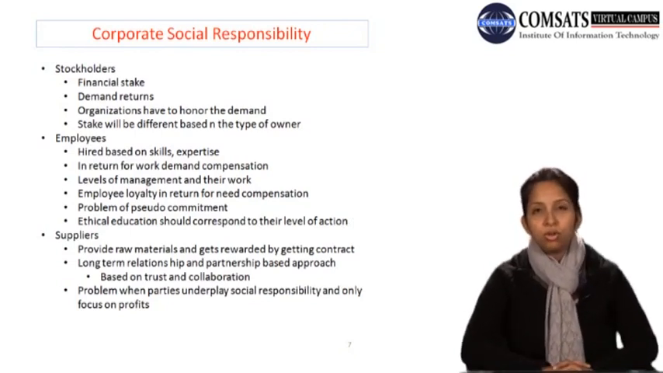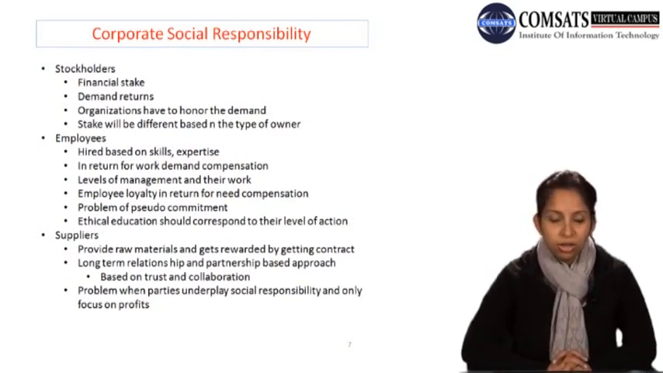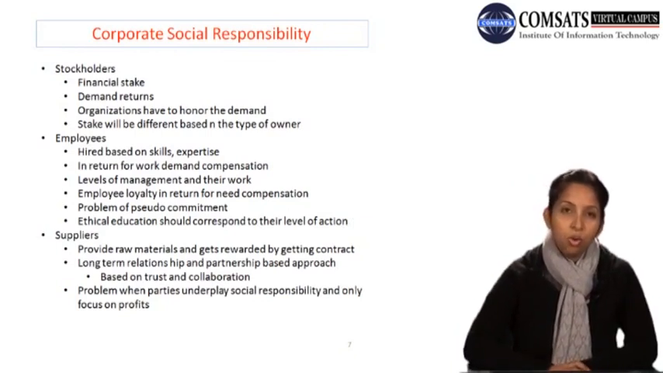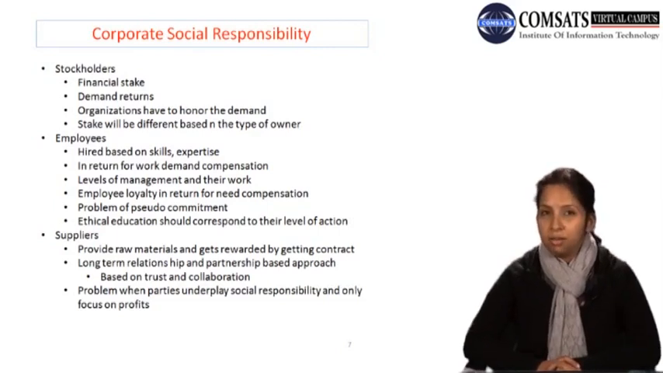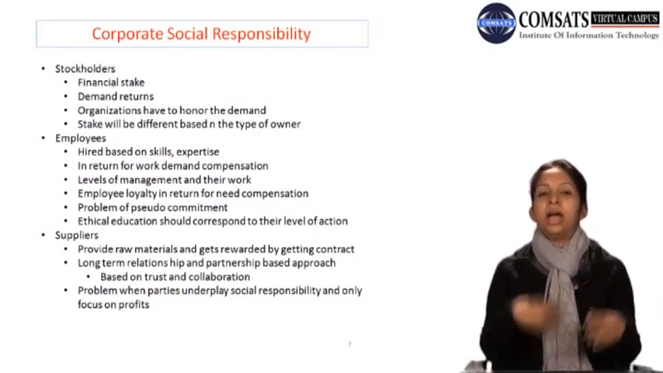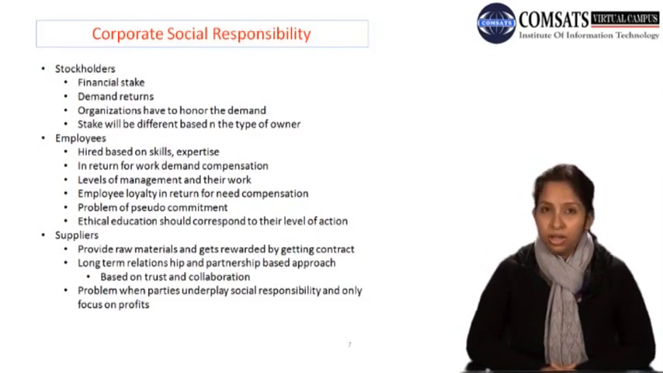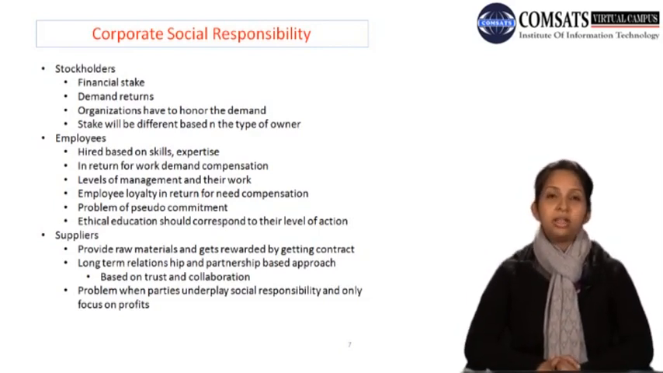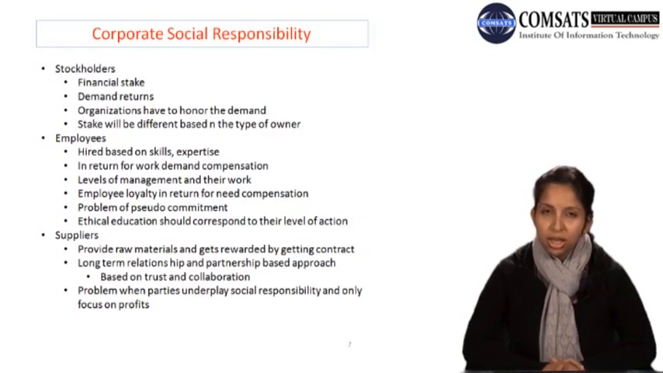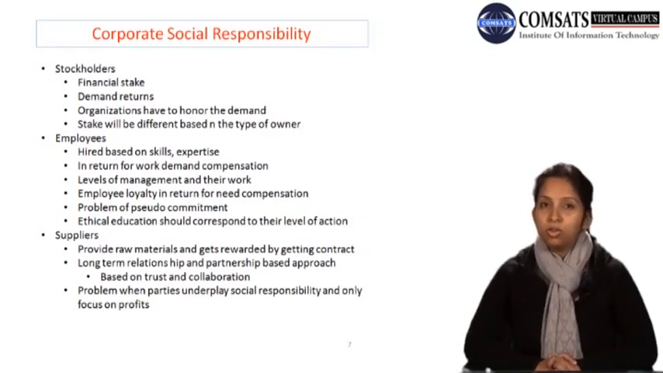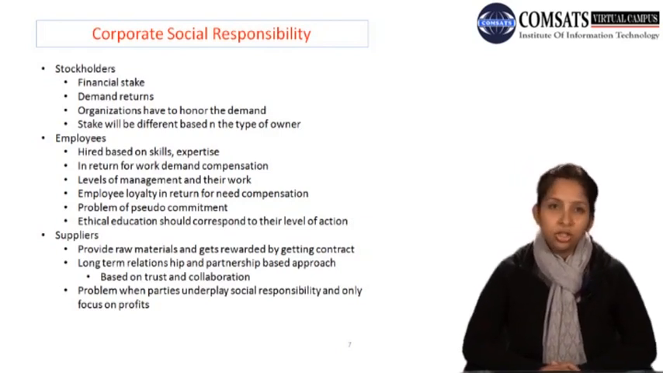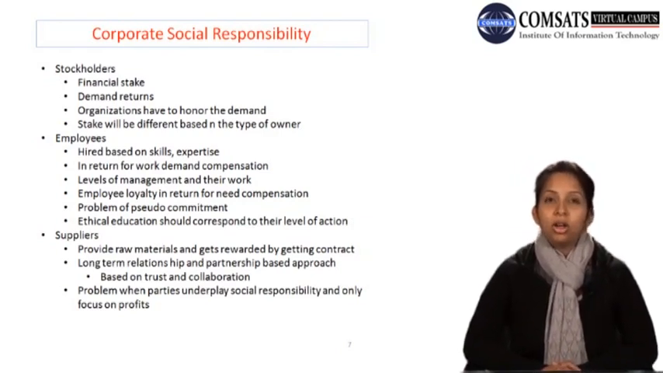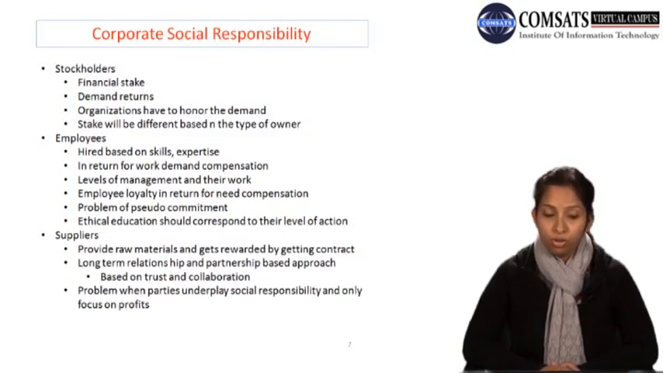Your first category, your primary social stakeholders, are your stockholders, investors, or shareholders. They have the financial stake in the company. They're the ones who have provided the financial resources and the investment for the company. So this group has a financial stake: whether the company does well or not, the investors, shareholders and stockholders are the ones who are going to be worried over it.